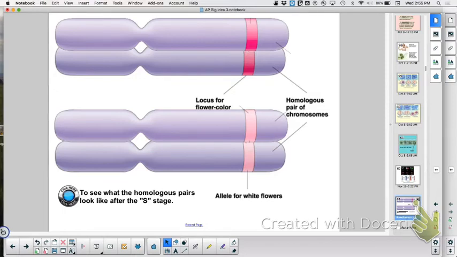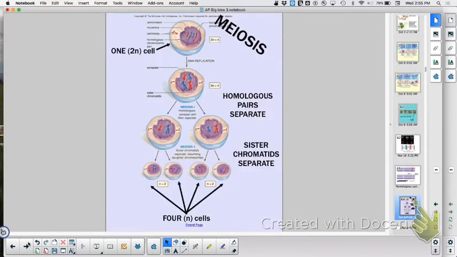The likelihood of crossing over, it is more likely if they are farther apart or closer together? Farther apart, because you have more opportunities to do that crossing over. If they're close together, it's very hard to do crossing over, right? Because it limits where you can do that crossing over. Okay, meiosis. The focus of meiosis 1 is to separate the homologous pairs. The focus of meiosis 2 is to separate the sister chromatids.